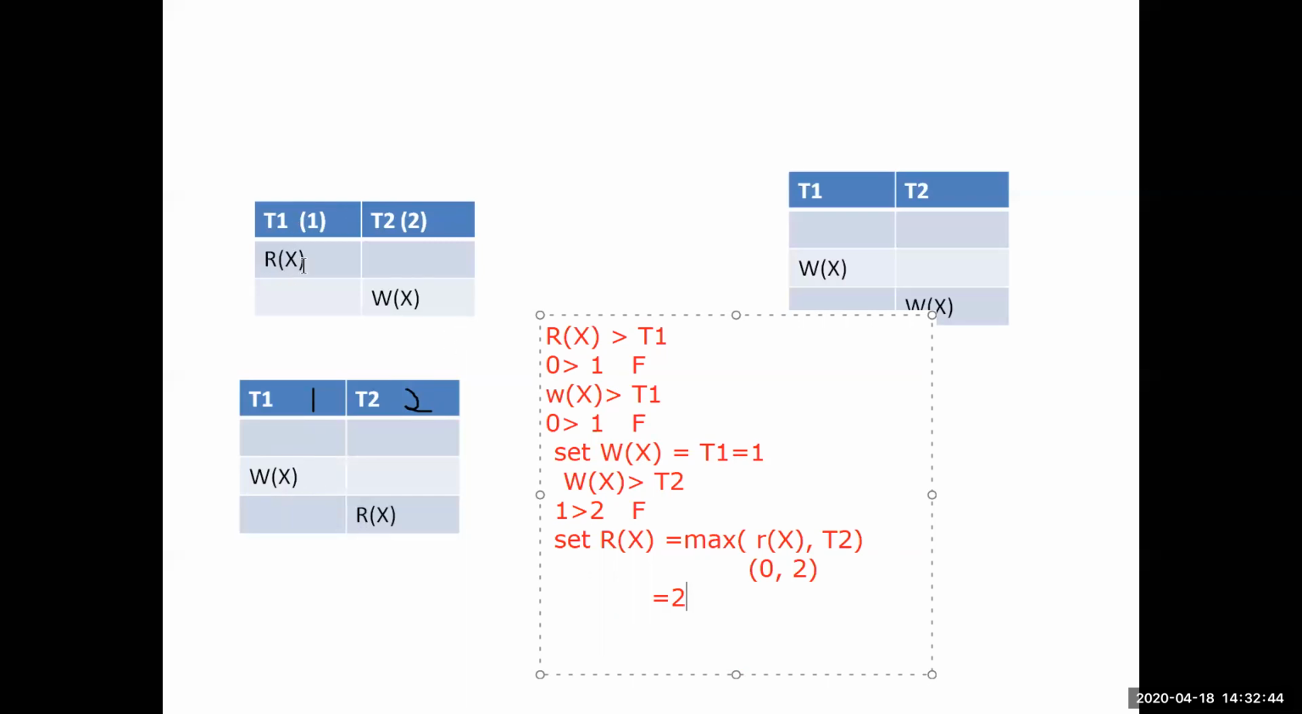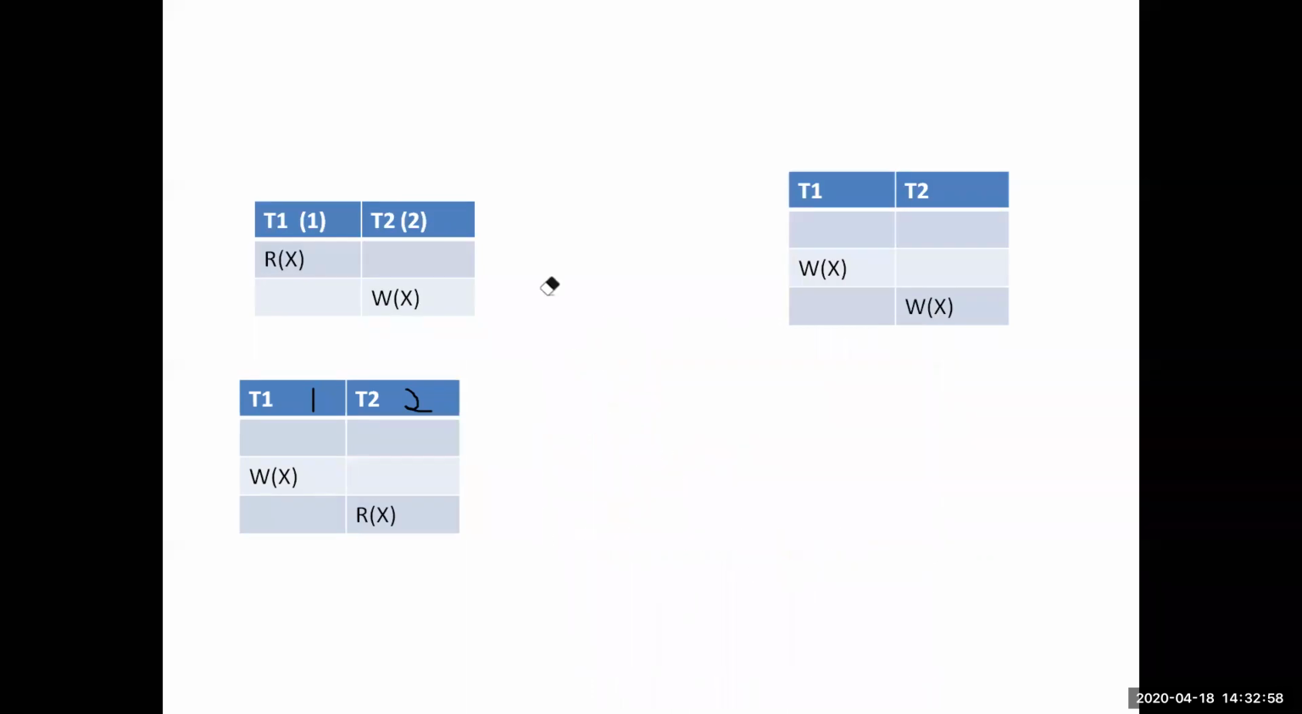So T1 comes first, then T2, for the same variable. We are checking for the same variable. So all the conditions are true, and my transaction is executed.